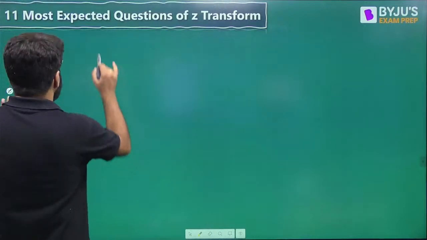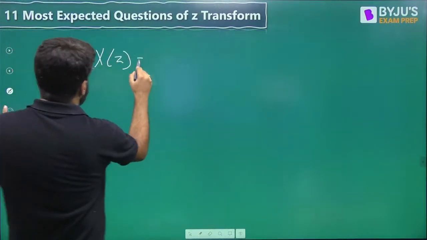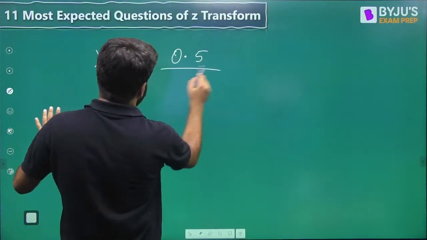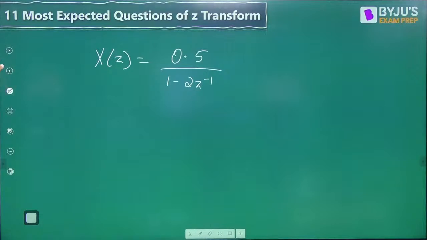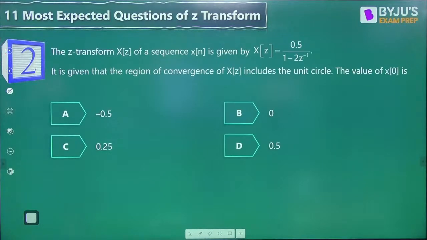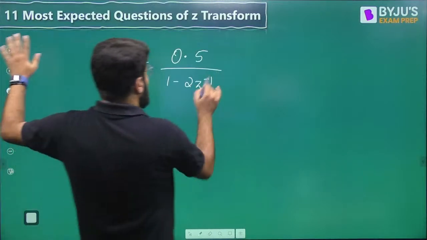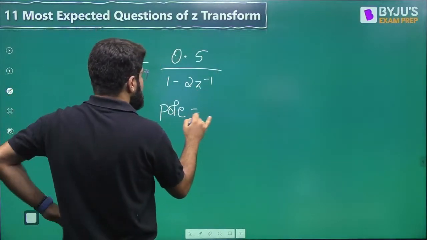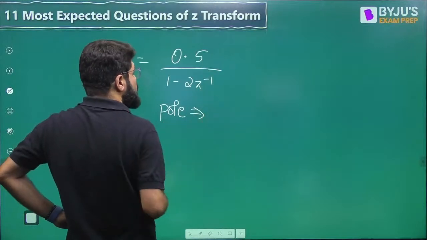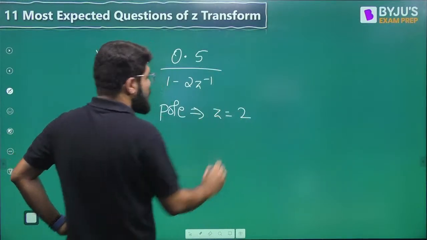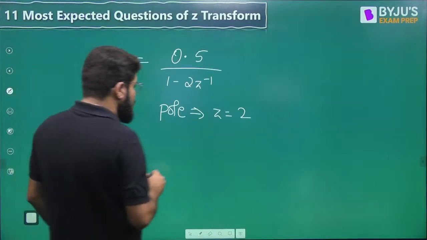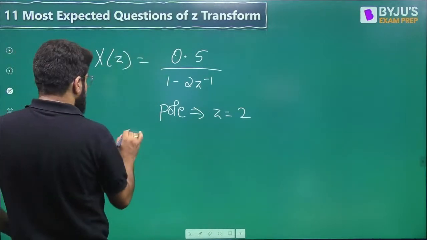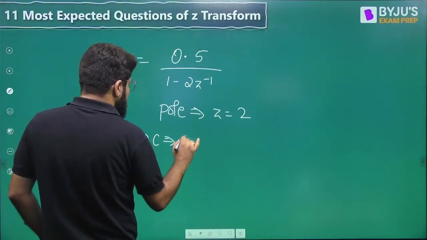So first of all, हम देखते हैं ना, what should be the x of z? X of z is given by 0.5 divided by 1 minus 2z inverse, correct? It is given that ROC includes the unit circle. What should be the value of x0? Right, acha, now, what is the pole here? When you equate 1 minus 2z inverse to 0, you are going to get z inverse will be 1 by 2 and z is equal to 2. So, sir, if z equal to 2 is the pole, what should we comment on the ROC? There is something told about the ROC. ROC includes unit circle.